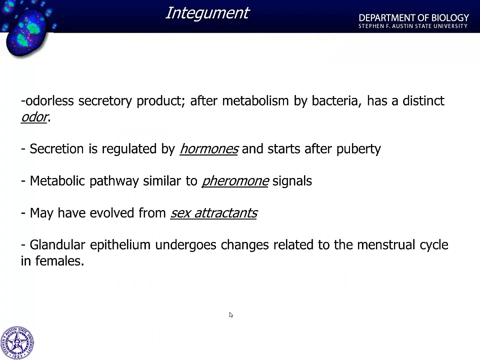Now, initially, the product is odorless. However, on the surface of the skin, within the hair follicle, we have bacteria, this local fauna, and that metabolism is going to give its distinctive odor. Now, these, again, are thought to be regulated much like pheromones or these sexually attractant chemicals, and the secretion is controlled by hormones, and so there's going to be a cyclical modification to when these are expressed, the odor that's present, the amount that's expressed. And so we can see these changes, especially in females, are going to be related to different stages of the menstrual cycle.